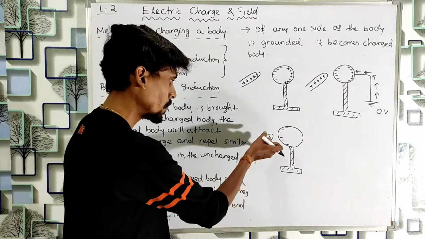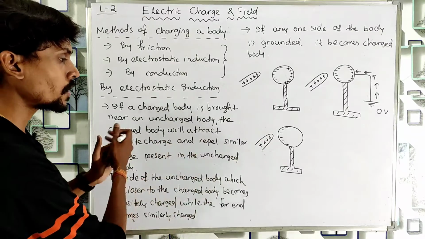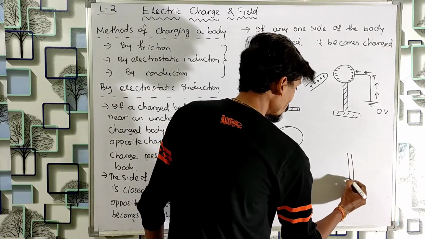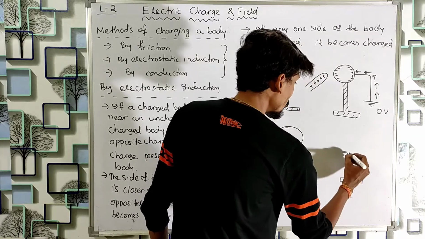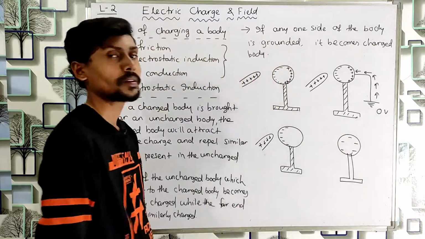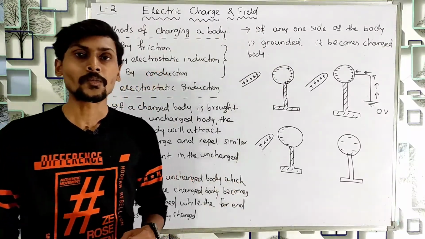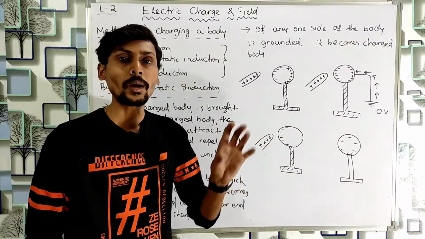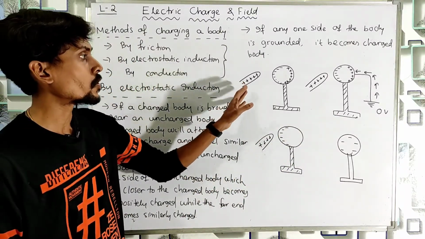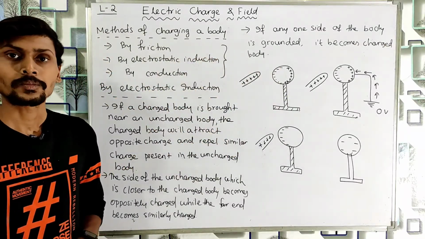Now if I take this positively charged body away, then what will happen? All the negative charges will distribute all over the body. Is that clear? So you can see that by the method of induction we have electrified, or charged, a body and there is no physical contact between the two bodies. So this is known as the method of induction.